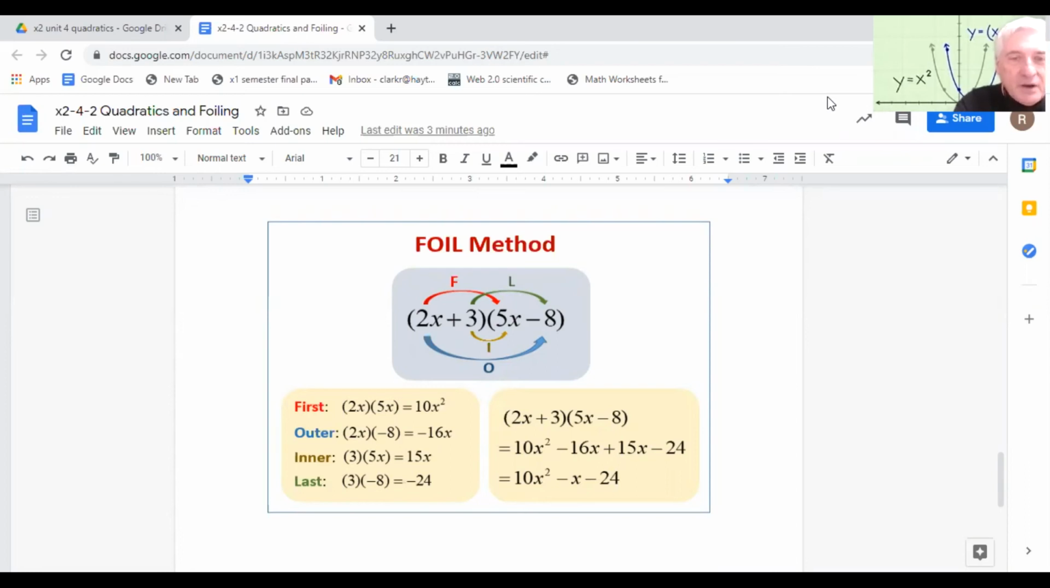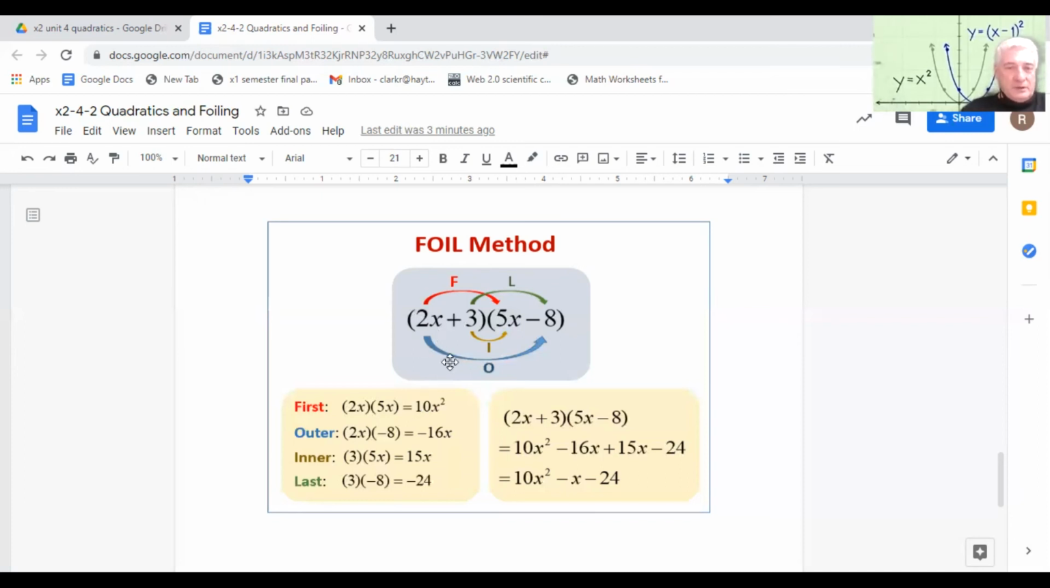Your FOIL method: first, outer, inner, last. Here I put 2 binomials. That's 2 terms. Bi, like in bicycle, binomial. I put 2 binomials together, and in this example, the first would be 2x times 5x, and they got 10x squared. You better check their math. Just because they could publish a math book doesn't mean they didn't make a mistake.